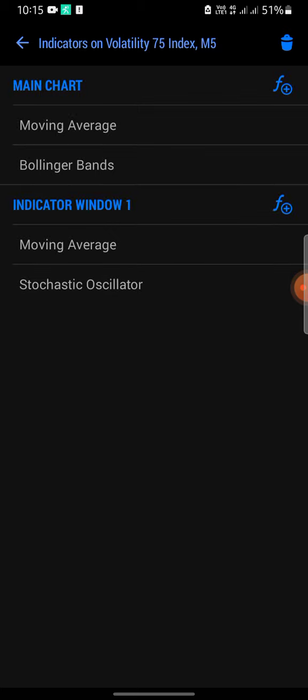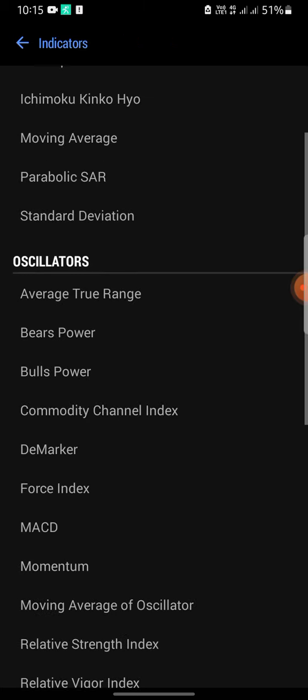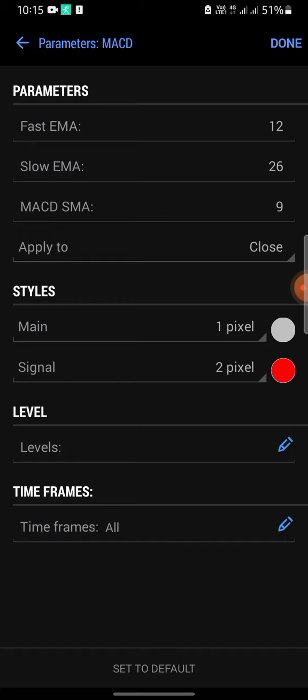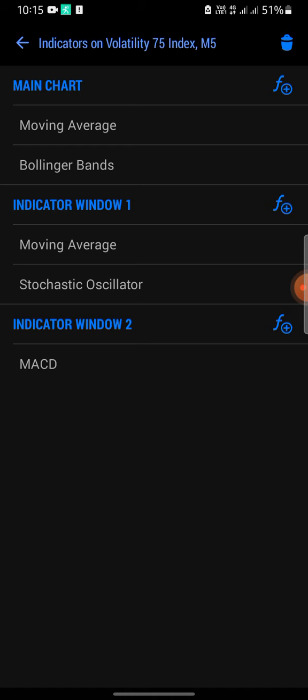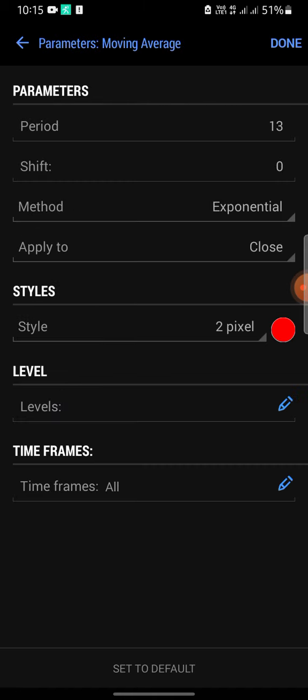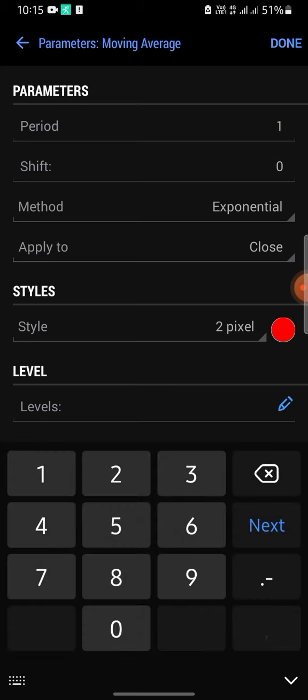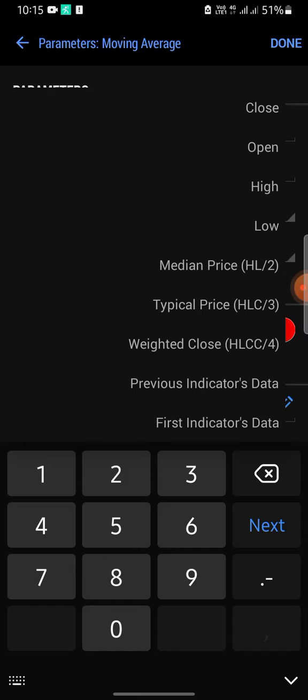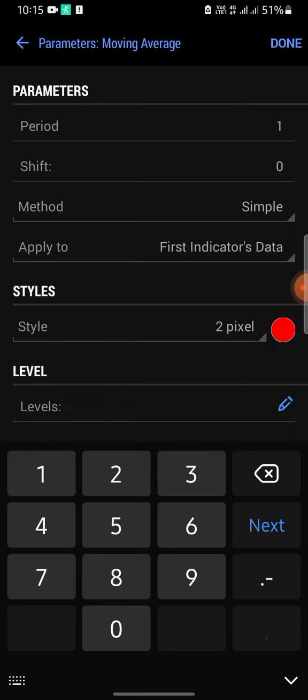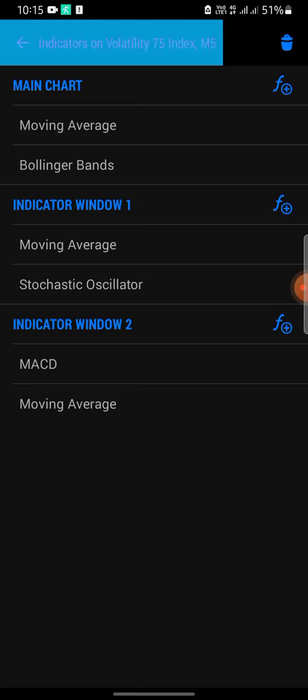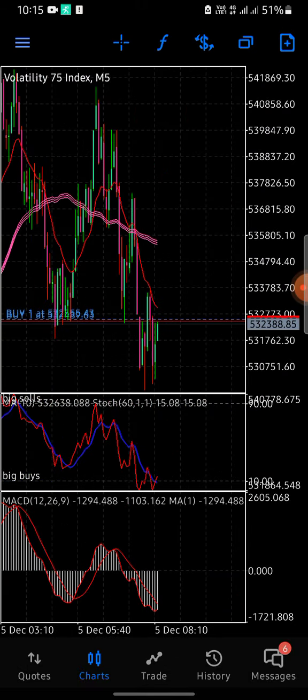If you can just add the Bollinger Bands, the MACD all together, and the moving average. Here the period of the moving average which goes with the MACD should be 1, and should be simple. For the first indicators data, you can either use previous or first indicators data, then you are done. Then you see when to sell or where to buy, or things like that. You see, we are good to go.